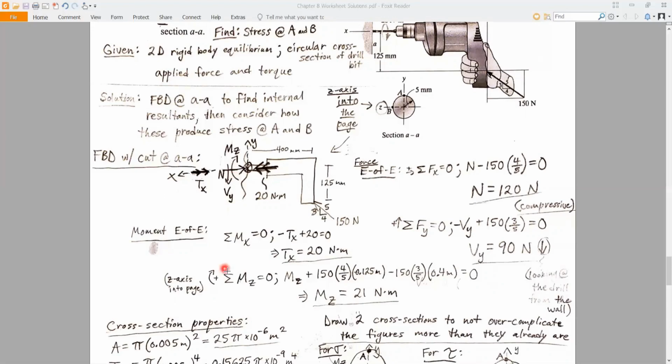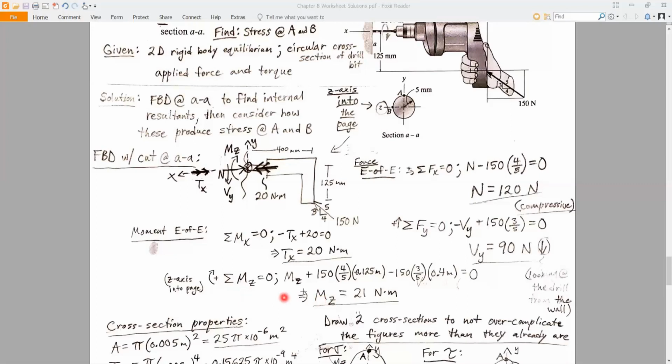Okay, and then for our moment about the z-axis, because we have an x moment arm and a y moment arm due to this force here, we're going to have bending about our z-axis. Our regular 2D bending moment is going to be our z-axis here. And because the z-axis was into the page, I drew positive as clockwise instead of our usual counterclockwise.